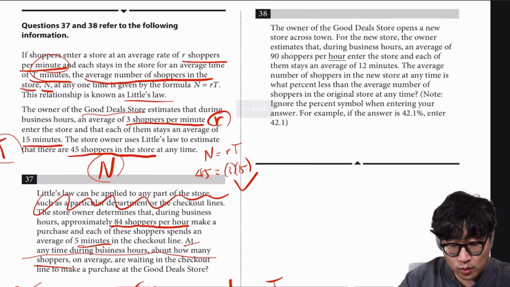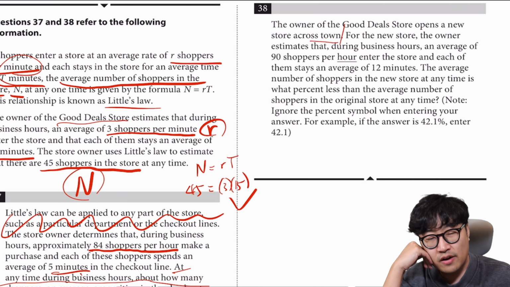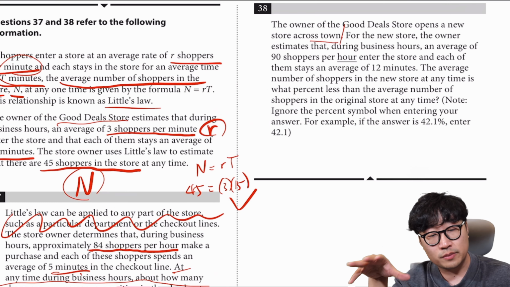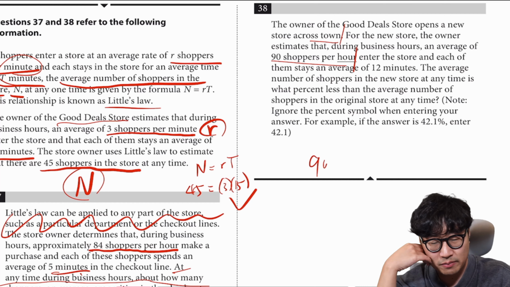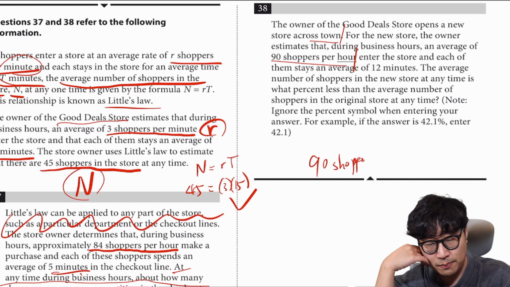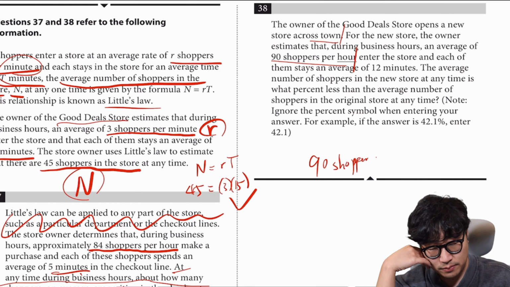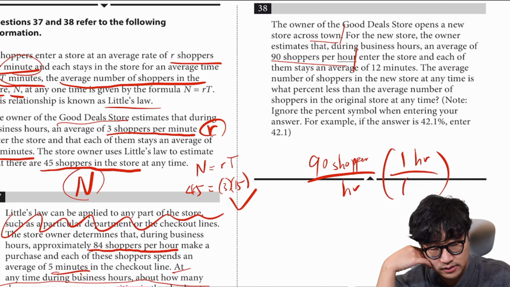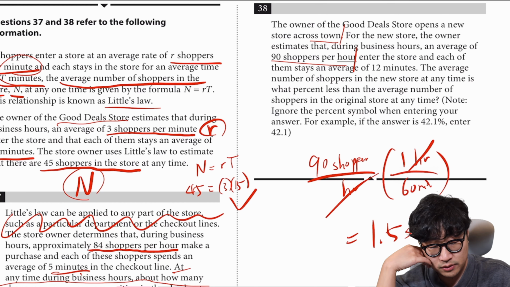Number 38. The owner of the Good Deal store opens a new store across town. Cool story. For the new store, the owner estimates that during business hours, an average of 90 shoppers per hour. Oh man, they do that again. Let's change it again. 90 shoppers per hour. 1 hour is 60 minutes. Once again, hour on top so they cancel. And that'll give you 1.5 shoppers per minute.